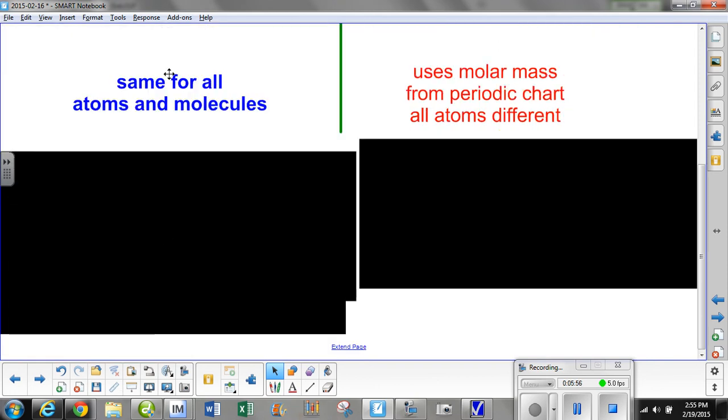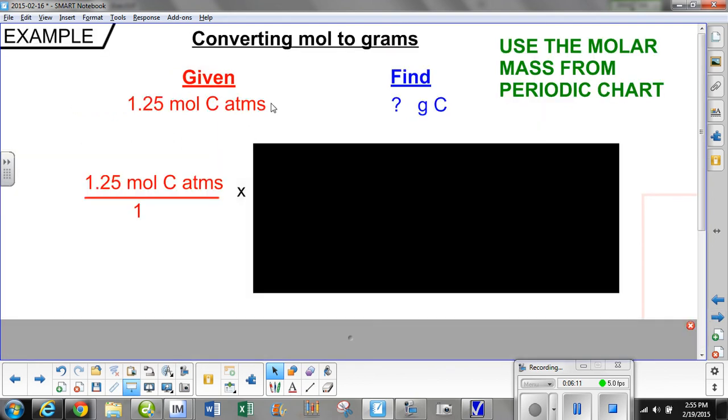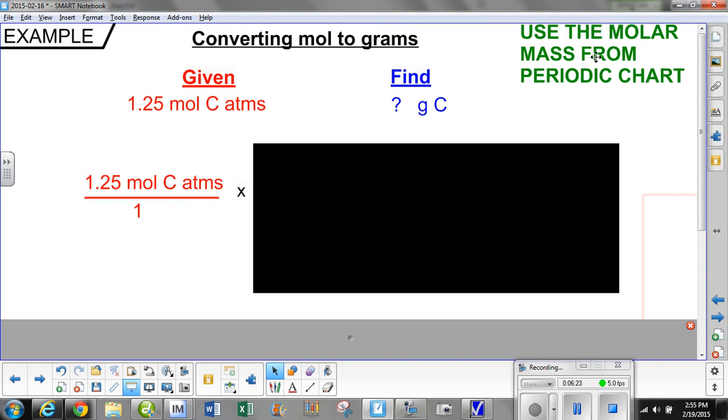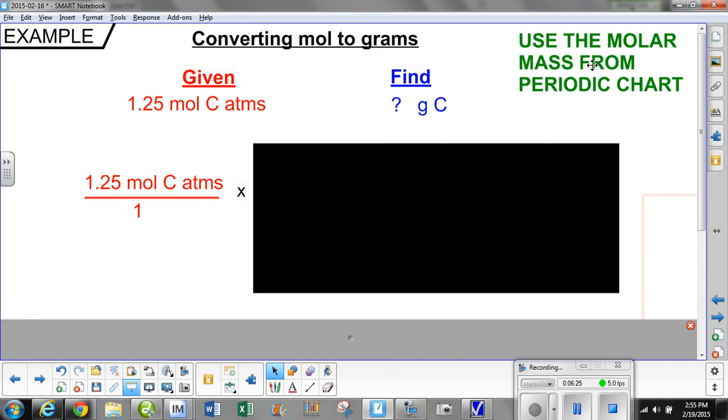So now we see that what we were doing in 11.1 is different because there we were dealing with the Avogadro number, where now we're going to be dealing with the periodic chart. So let's go ahead and look at some examples. I'll give you 2 examples and then I'm going to have you work a couple problems on your own. So here's our first example. Given, find, please write these down, and then you're going to be really set to go when you get into your homework.